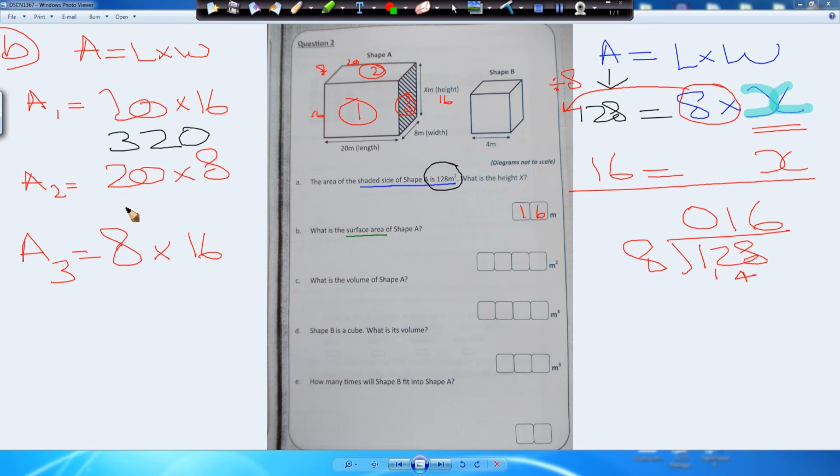8 times by 20, that will give us nice and simple, 160. If you can't work this out mentally in your head, 20 times by 8, you need help.